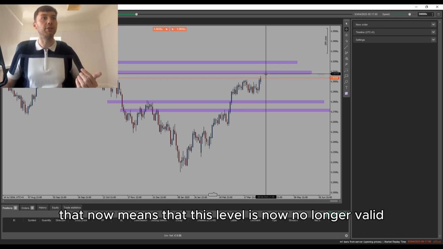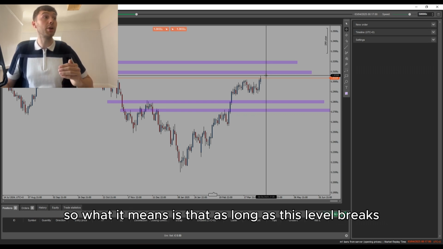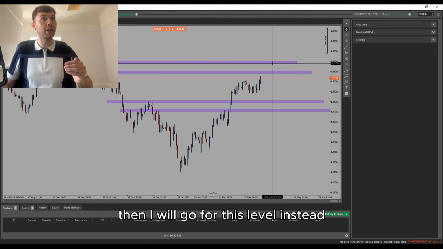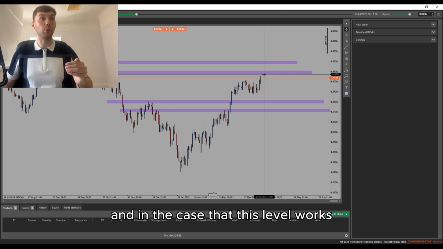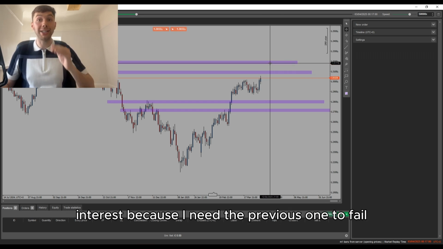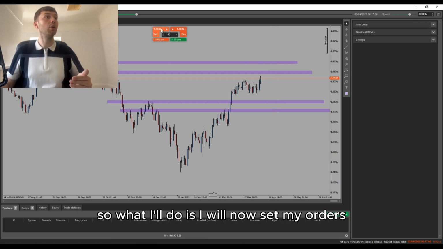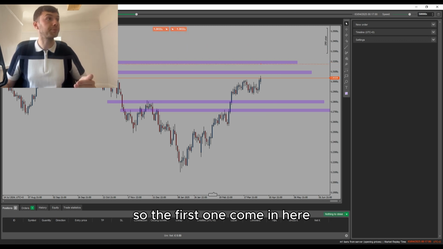So as we can see, that now means that this level is no longer valid because we're now in a fundamentally driven market. As long as this level breaks, then I will go for this level instead. And in the case that this level works, then this level is no longer of interest because I need the previous one to fail in order to go for the next one. So what I'll do is I will now set my orders. The first one, come in here.